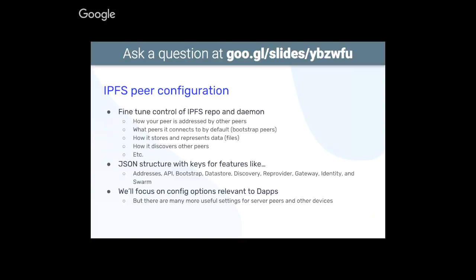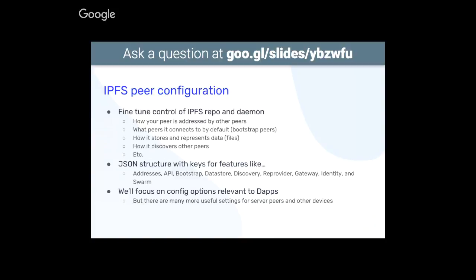But basically, you can control how your peer does things like how it is addressed by other peers, what peers it connects to by default, how it stores and represents data, how it discovers other peers, et cetera, et cetera. And essentially, the format for the config file, you might have guessed, as things tend to be these days, is just a simple JSON structure with keys for different features, like what addresses your peer announces on, where your API is running from, what Bootstrap peers to connect to, how your data store is configured, how discovery is implemented, whether you reprovide content that you've pinned.